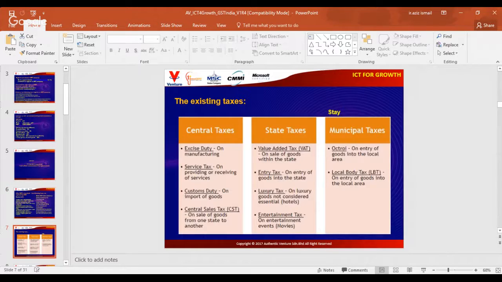So I've given you another page for the summary of the various taxes, the ones that will be removed when the GST comes in. Under the central, you have excise duty, service tax, customs duty, central tax, central sales tax. For the states, for example, you have VAT, entry tax, luxury tax, entertainment tax. But the ones that will stay after the GST will be the municipal tax, the octroi tax, and the local body tax. These will stay.